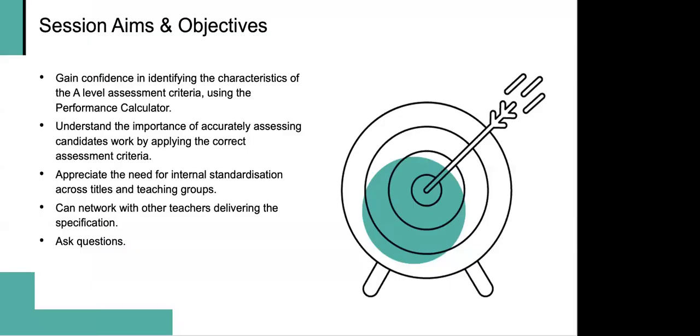So the session aims and objectives, as it says on the slide, are to gain confidence in identifying the characteristics of the A-level assessment criteria. It's really to help you with marking GCSE coursework and the ESA sustained focus. And we're going to do that through a range of exemplars from different levels and different titles. Obviously, we can't use every title and every level in the time that we're given, but we'll do our best. And we've got quite a nice broad range of titles and marks to show you.